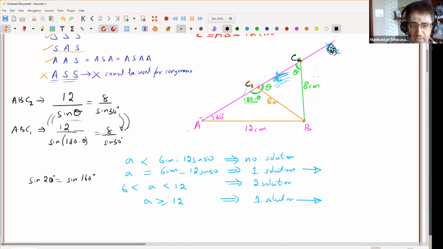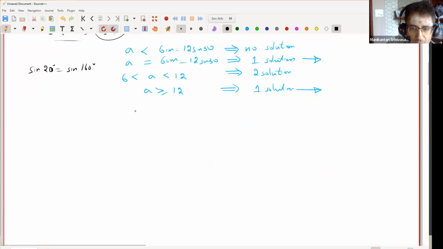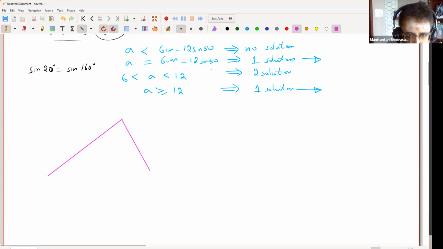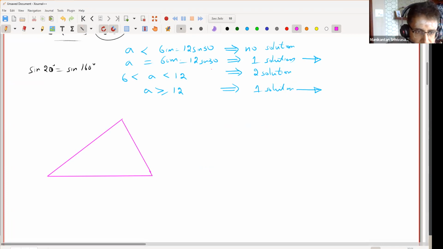Here it's sine theta, and here it's sine 180 minus theta. How can both be true? Because the right-hand side is common for both. And it's true because sine theta is same as sine 180 minus theta. Okay, all right. So let's look at cos rule. So sine rule was this. So the cos rule is, if I have a triangle here, let's say this is A, this is B, this is C.